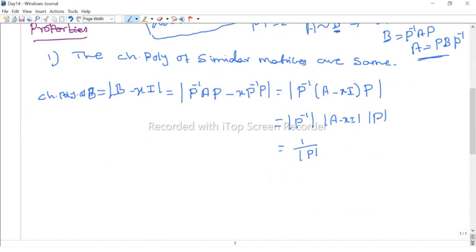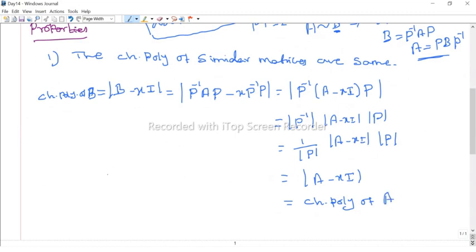Therefore we get 1 by determinant of P times the determinant of A minus xI times the determinant of P. Since P is an invertible matrix, the determinant of P is a non-zero number. Therefore we can divide and cancel the determinant of P. We get the determinant of A minus xI, which is the characteristic polynomial of A.